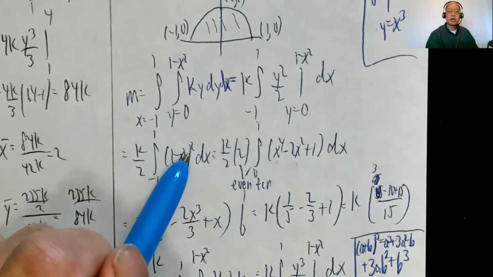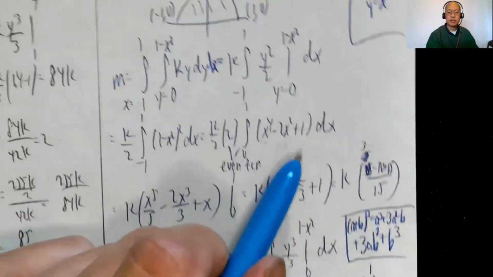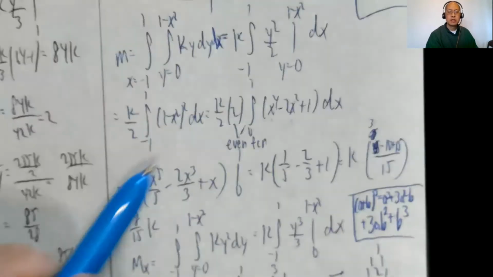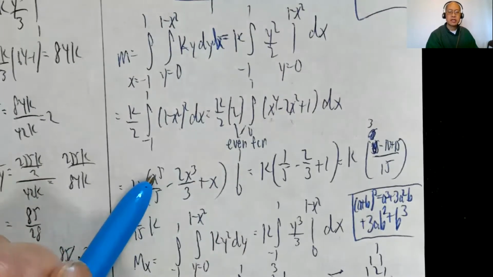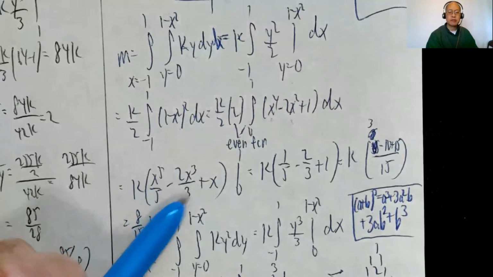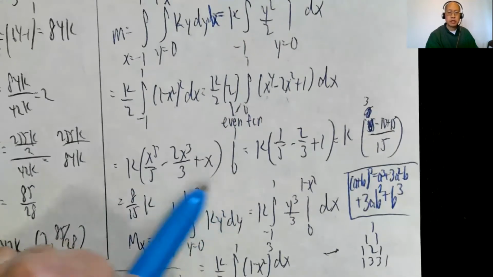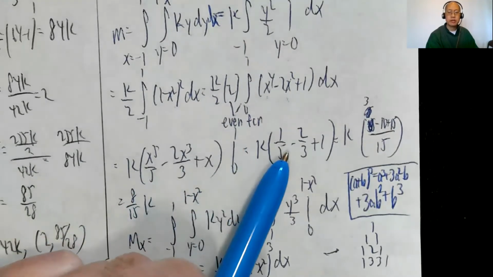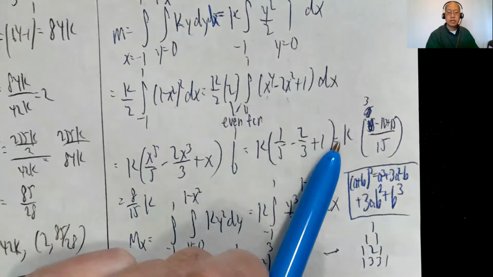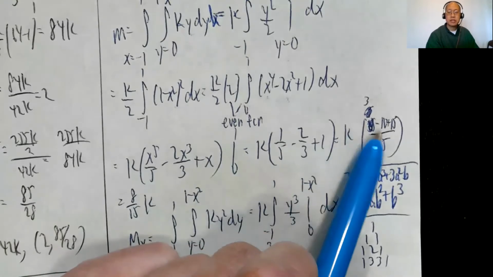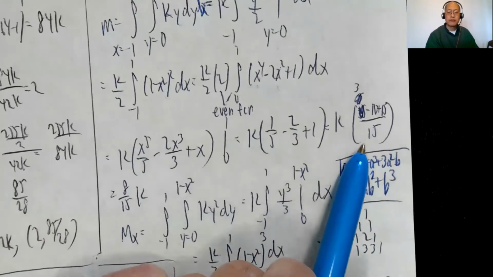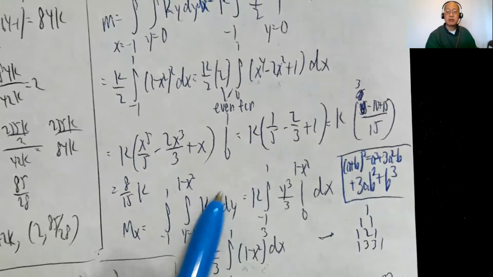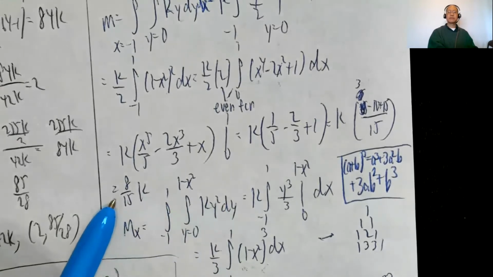1 minus x squared, squared, is x to the 4th minus 2x squared plus 1. So the 2's cancel out. So k, x to the 5 over 5 minus 2x cubed over 3 plus x from 0 to 1. Plug in 0, you get 0. Plug in 1, 1/5 minus 2/3 plus 1, which is k times 3 minus 10 plus 15 over 15. And that comes out to be 8/15 k.